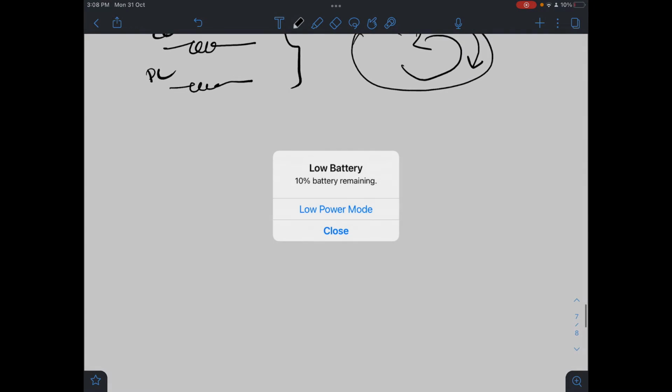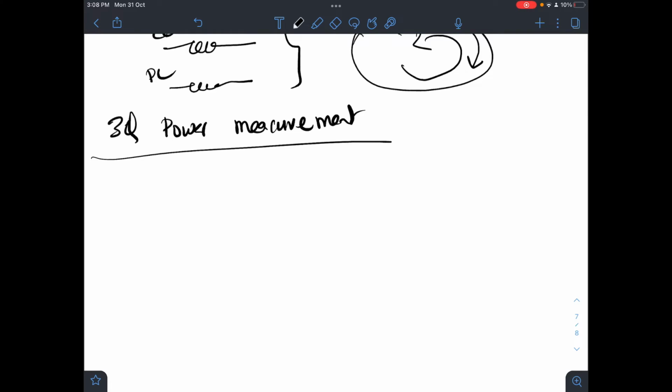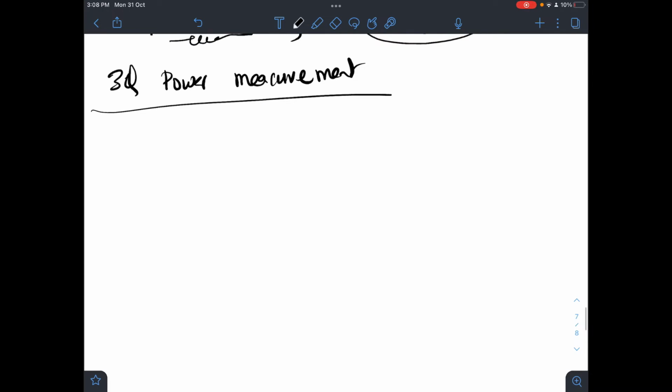Now, apart from that, let us discuss a little bit about 3-phase power measurement. We have seen single-phase power measurement, but now let us discuss 3-phase power measurement. First of all, 3-phase can be of 2 types. It can be either a 3-phase 4-wire connection, where you have 3 phases and 1 neutral, or a 3-phase 3-wire connection, where you will have only 3 phases. So these 2 types of connections can be there.